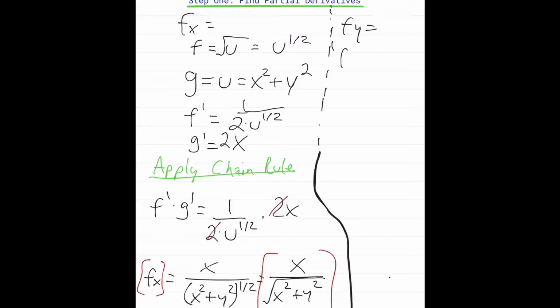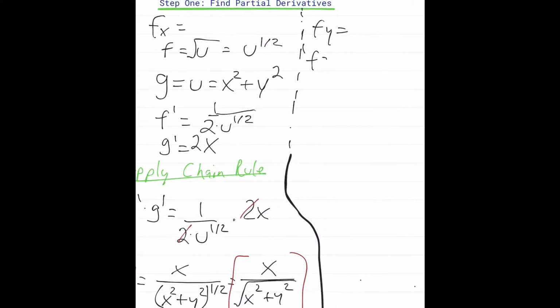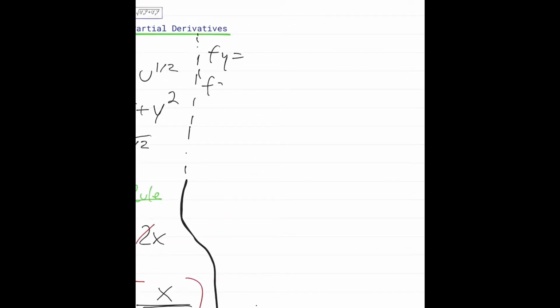What about partial y? I'm going to draw a line to separate those. For partial y, we're doing the exact same thing. Our function was the square root of x squared plus y squared. So our f, the outside function, will be the square root of u. Our g is whatever's on the inside, which is our u, and this would be x squared plus y squared. F prime would be the derivative of u to the 1/2. The reason I rewrite it as u to the 1/2 is because it's easier to take the derivative that way.